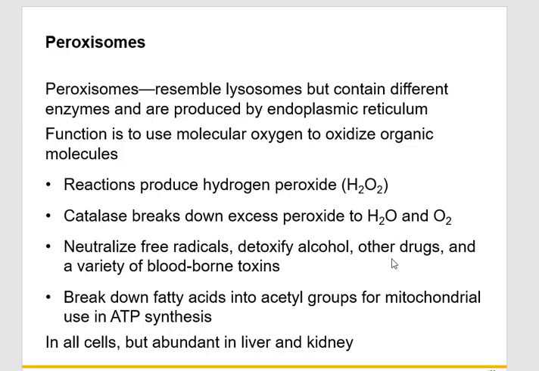And then, of course, we talked about other drugs that are being broken down. So if you add oxygen to them, it will change whether they work, maybe make them more potent, make them less potent. So you're going to find peroxisomes in all of your cells, but you're really going to find them in the liver, because one of the liver's main jobs is to detoxify things, and in your kidneys.